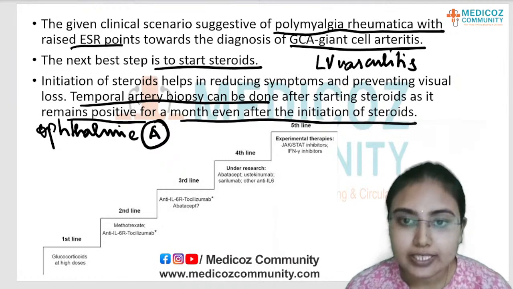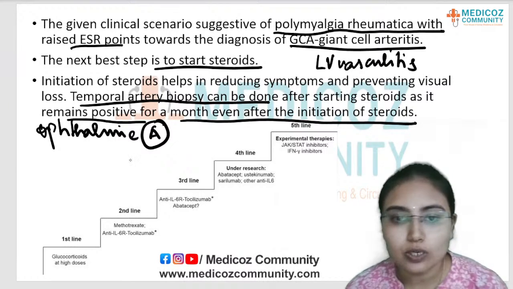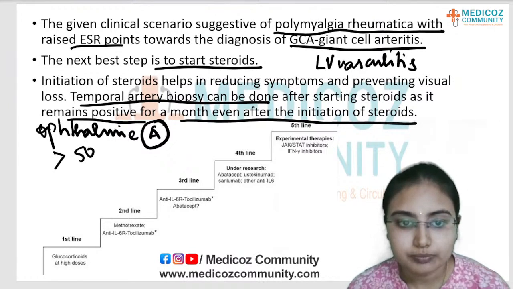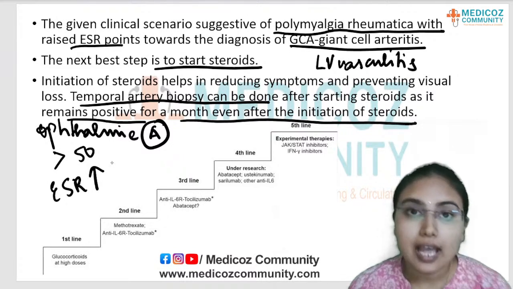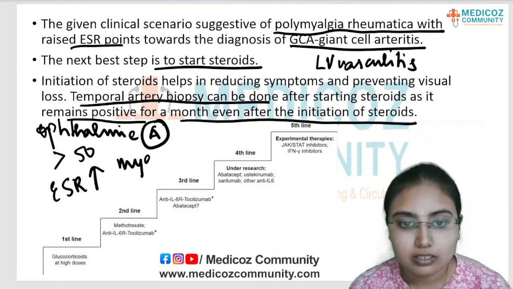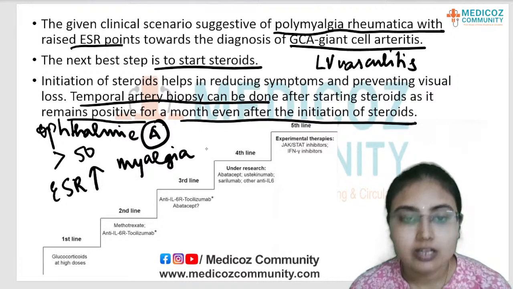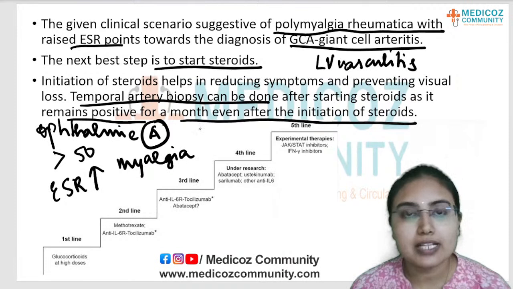So what were the key points? One is the patient's age will always be more than 50. The ESR will be raised and they will have myalgia. Okay. This is why polymyalgia rheumatica is associated with GCA.